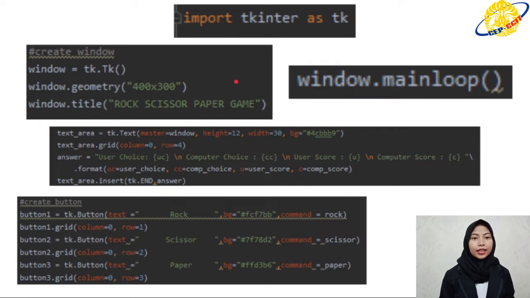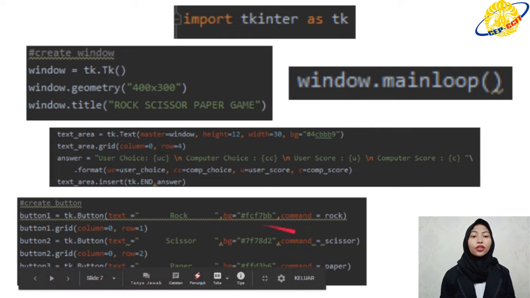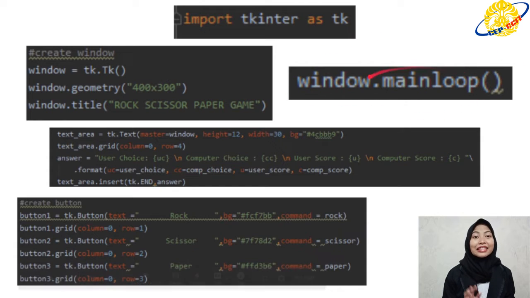This is the implementation of Tkinter. First, import the library. Second, create a window to display the game. Third, we use text in the result function to display the choice and score during the game. Fourth, create buttons for the user to click rock, scissor, or paper. Lastly, run everything inside the window using the main loop method.